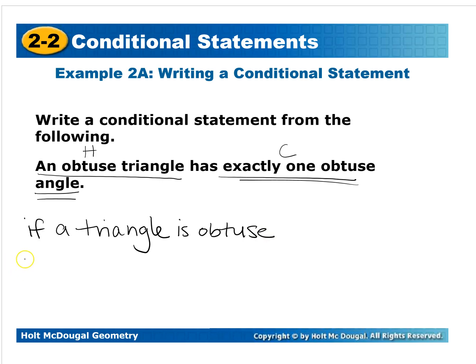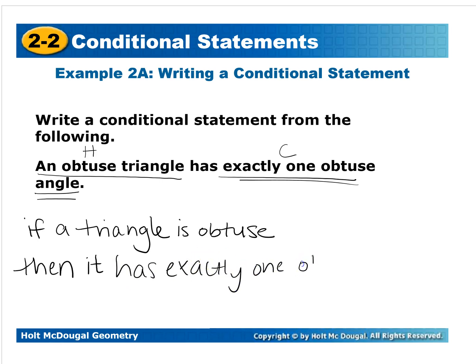Now let's start our conclusion. Then what? Then it, because we're talking about the triangle, or you could say the triangle, then it what? Has exactly one obtuse angle.